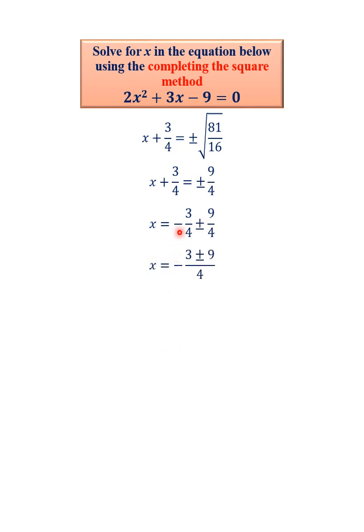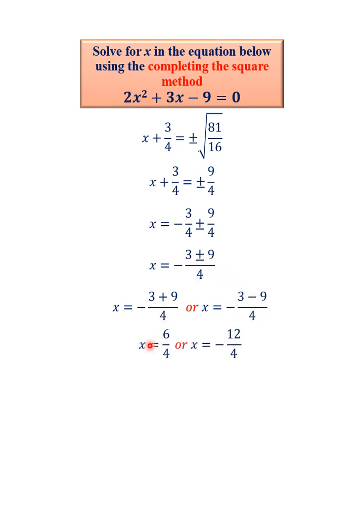X is equals to negative 3 plus or minus 9 all over 4 because 4 is the common denominator, so you can see it here. At this time, we want to get the two values of x. One of them we take positive and the other we take this negative. That's why we have plus minus. So that x will be equals to negative 3 plus 9 all over 4. We've taken the positive, or x equals to negative 3 minus 9 all over 4. We've taken the negative for the second value.